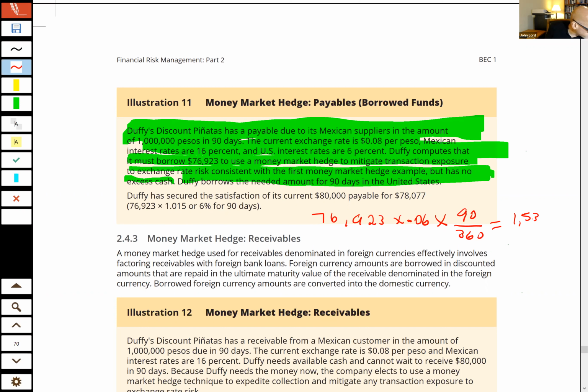1153.84. Okay. And since you're going to have to pay that interest, you're going to have to add that to the 76,923. So if you take the 76,923 plus the 1153, which we just calculated, that means that it's going to cost you what?